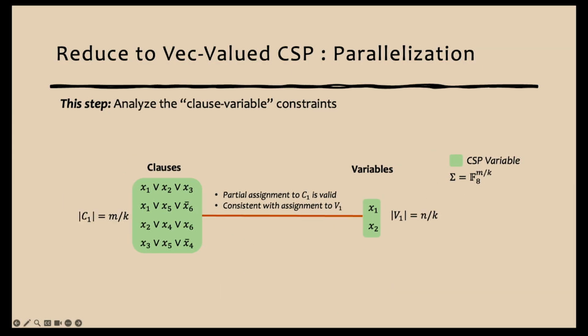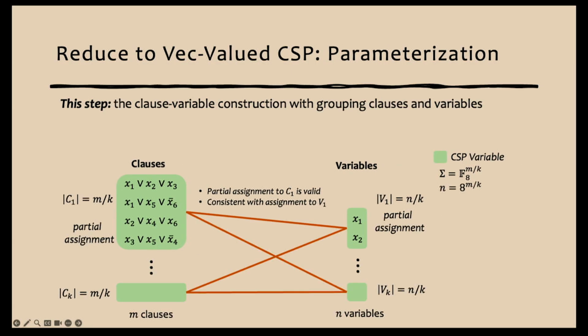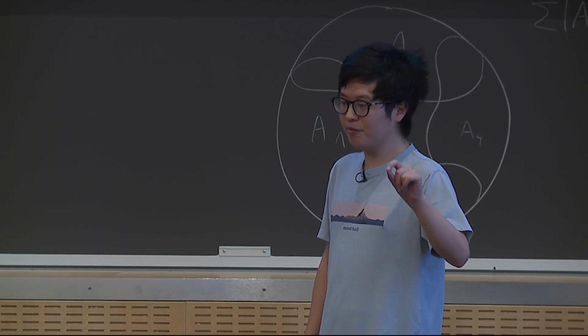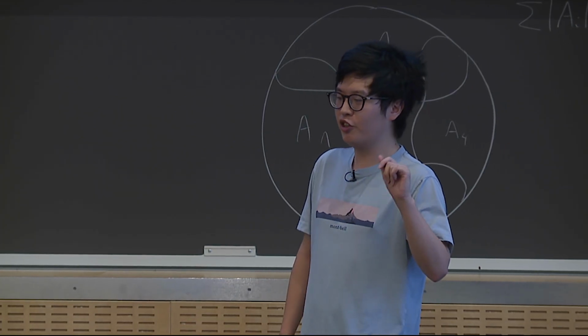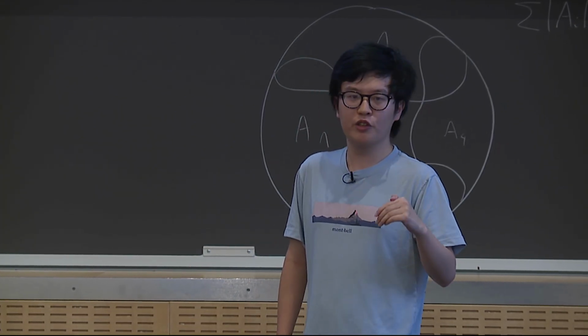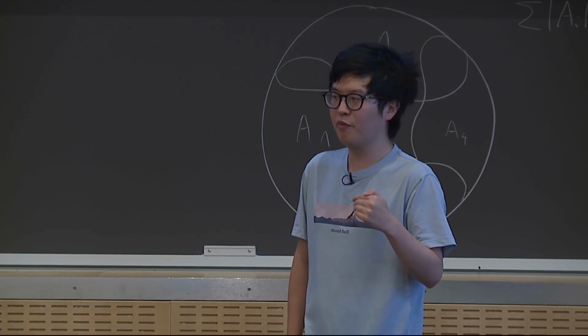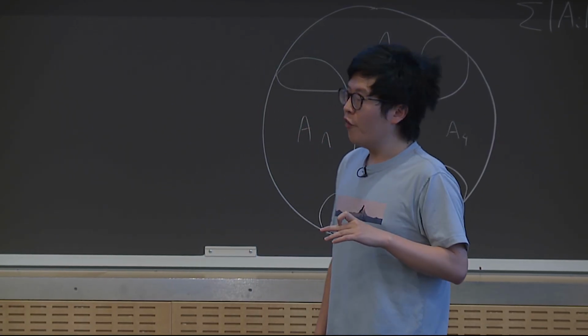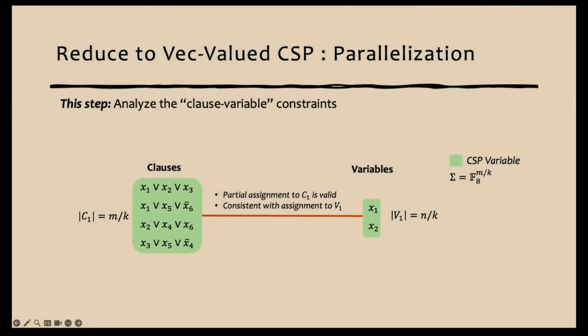But at this time, we just get a parameterized 2 CSP, but the constraint is neither parallel nor linear. It's very complex. Our basic idea is to do a deeper analysis of these constraints and try to decompose them into simpler forms until we get the vector valued CSP. So we first, for example, analyze the constraints between C1 and V1, and the same procedure will apply to other constraints.